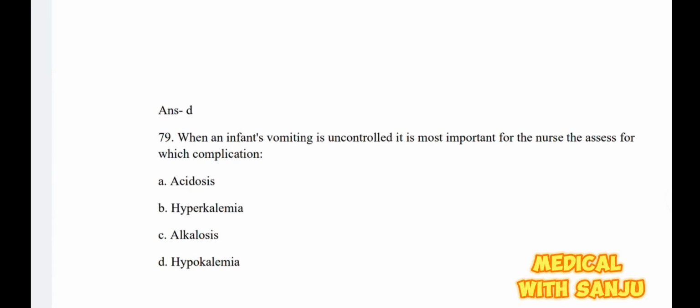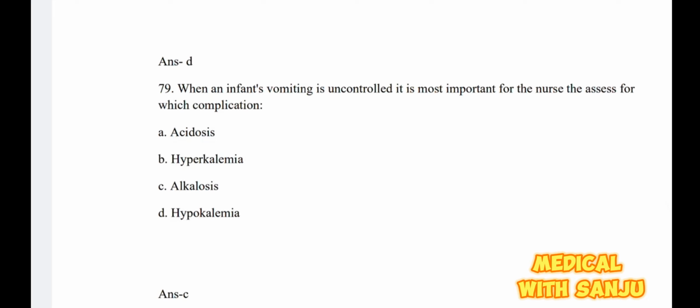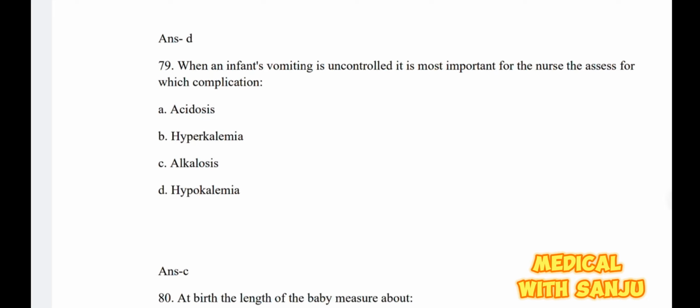Question number 79. When an infant's vomiting is uncontrolled, it is most important for the nurse to assess for which complication. Option A acidosis, option B hyperkalemia, option C alkalosis, and option D hypokalemia. Excess vomiting, it occurs alkalosis. Option C is right answer, and dehydration also.